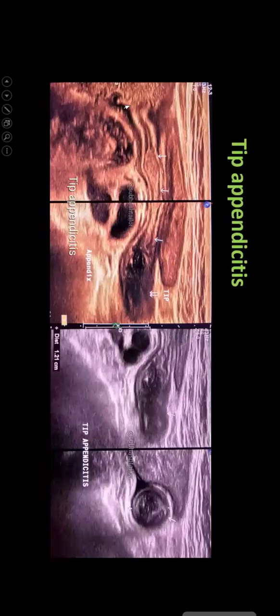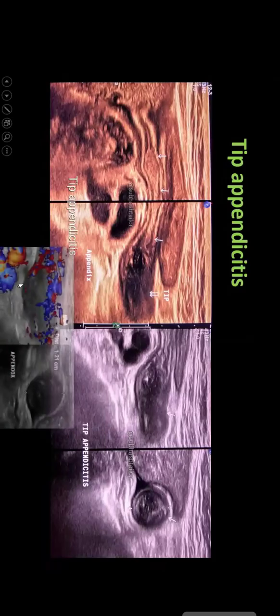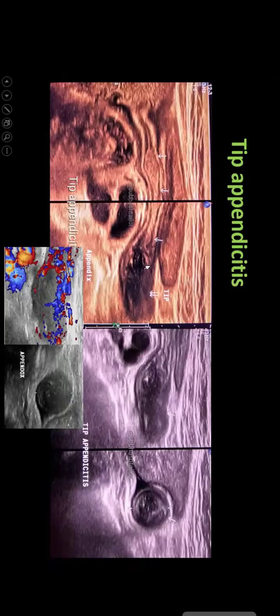You have to examine and see the entire appendix. This is a case with pain and tenderness in the RIF. But when I saw the attachment to the cecum, it is normal. If you see only this much and complete your study, you will misdiagnose. You will miss the diagnosis. Here the tip is swollen with some fluid collection and wall thickening. The tip is swollen and hyperemic. Only this part is inflamed.